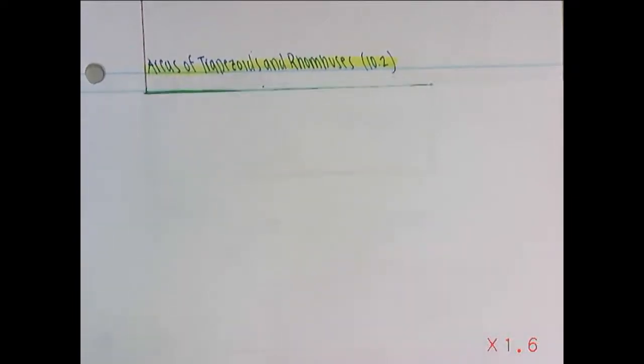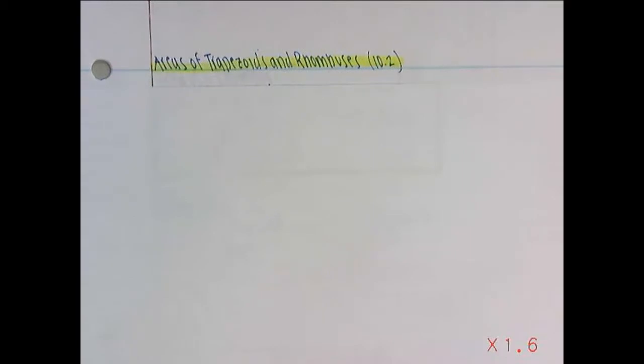And here we are going to go over areas of trapezoids and rhombuses. This is section 10.2.